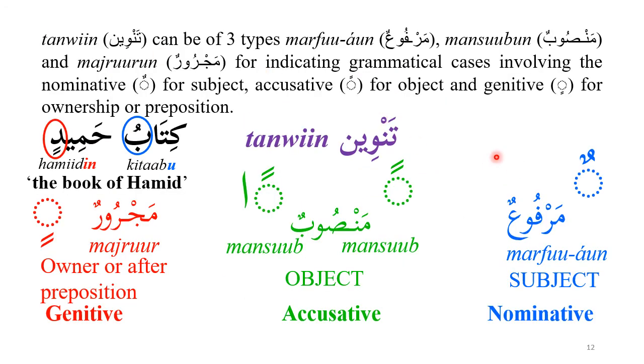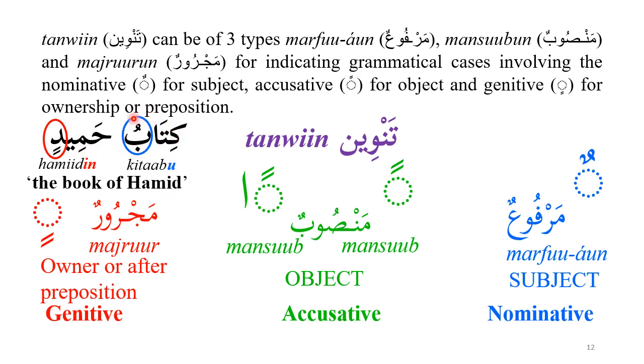Okay, now this tanween, as I've shown you before, can be of three types, right? One is showing the subject, which is marfu, and mansub, which is the object, and the majrur, which we have seen in case of a preposition, and also it can be in case of ownership or in the genitive case. For example, kitabu hamidin. This means the book of Hamid, or Hamid's book, right? Because this book belongs to Hamid.